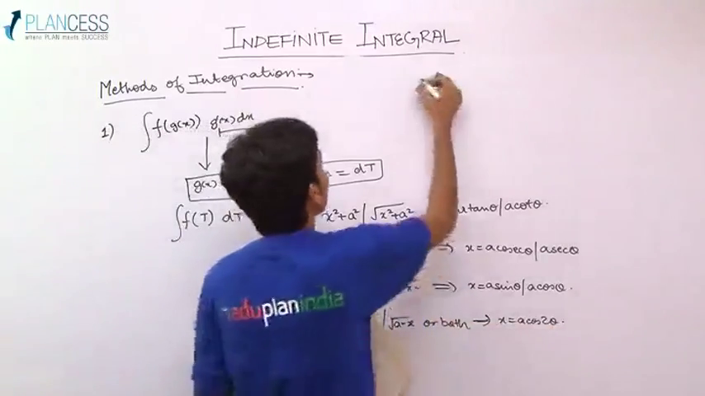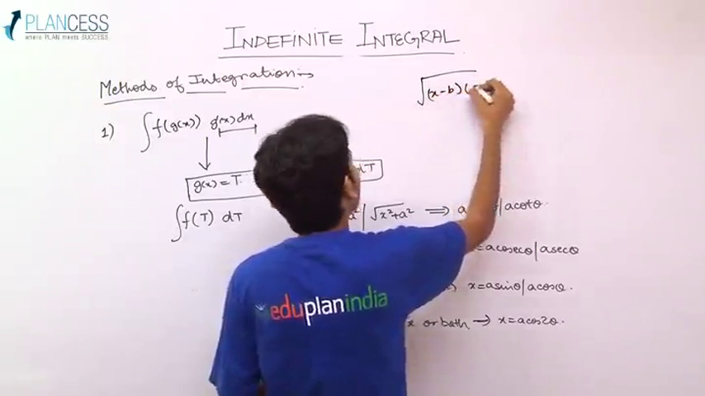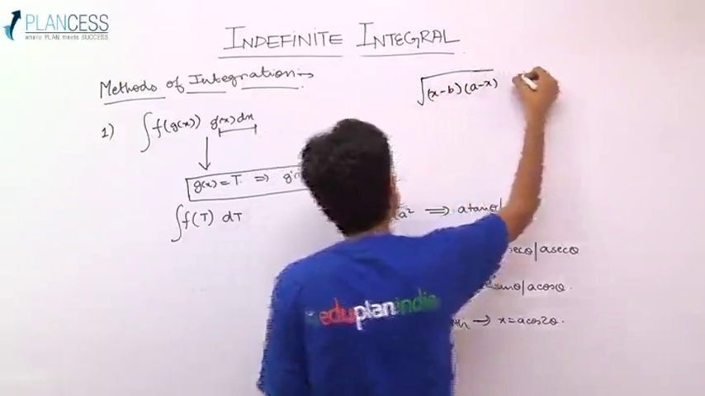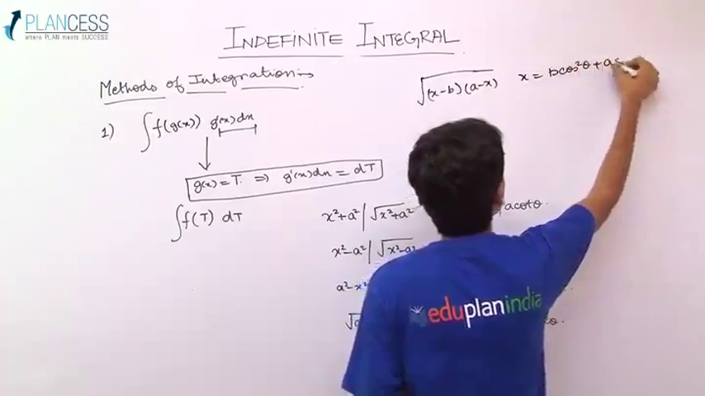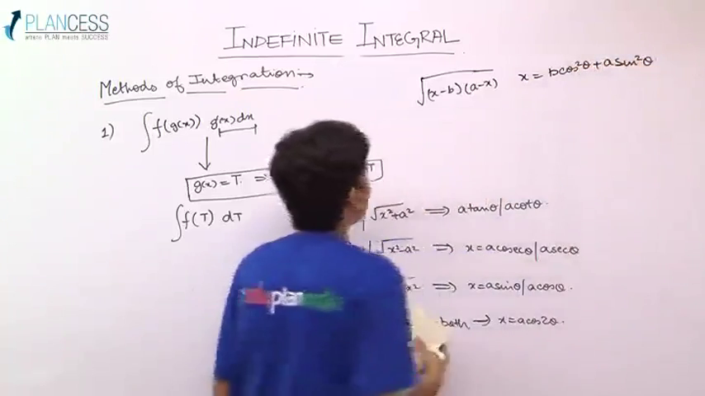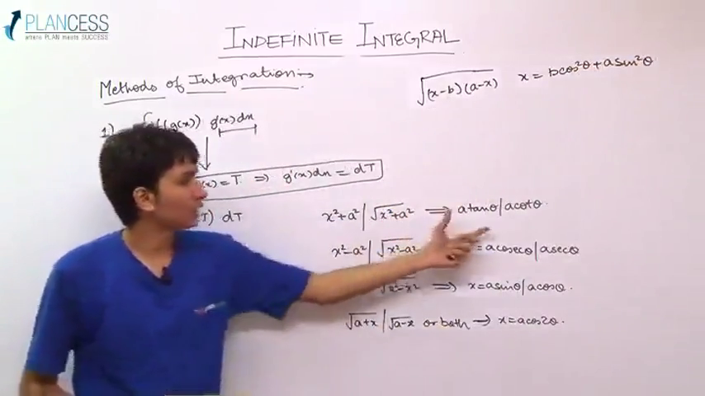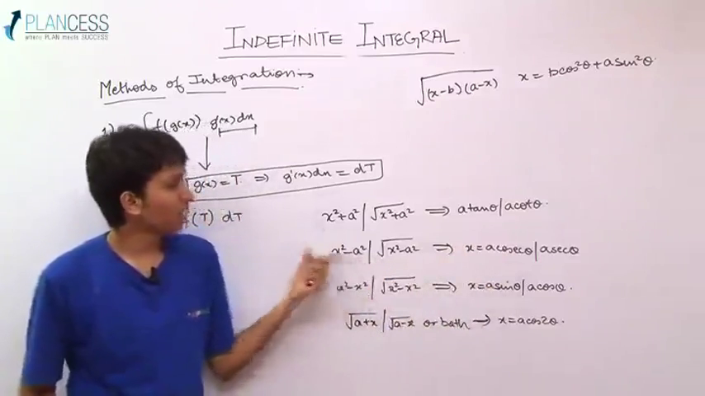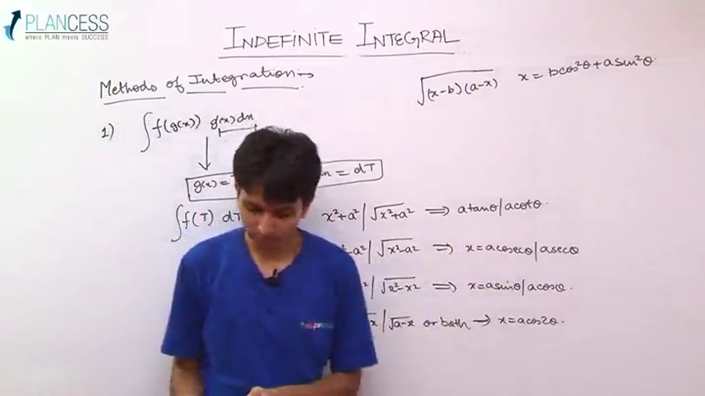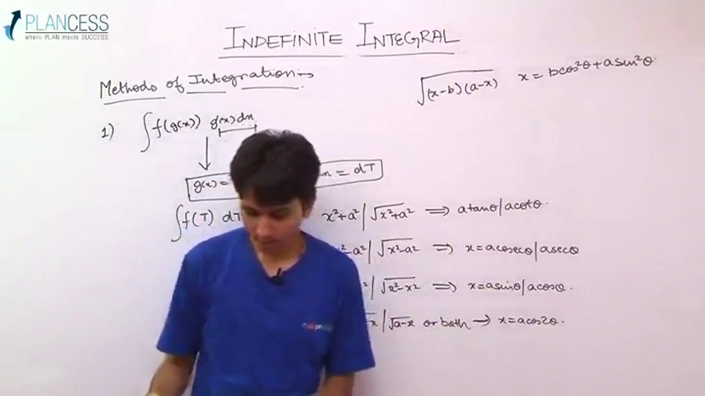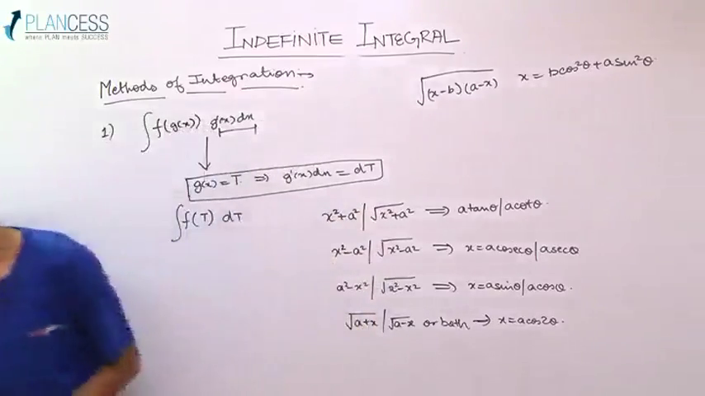And one more: if you have root x minus b and a minus x, then x should be equal to b cos square theta plus a sin square theta. This will basically help in getting rid of the square root. We want to simplify the expressions. These substitutions help get rid of the square root or make the expression less complicated so that we can solve with standard integrals. So with this, I have told you the basic idea. Let me take a couple of questions so that it becomes more clear.